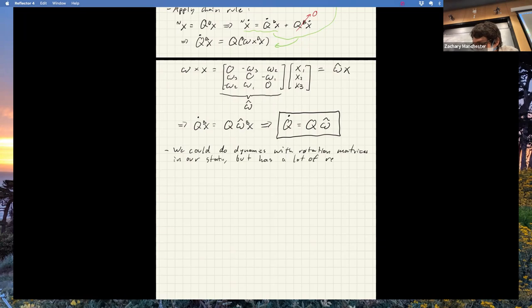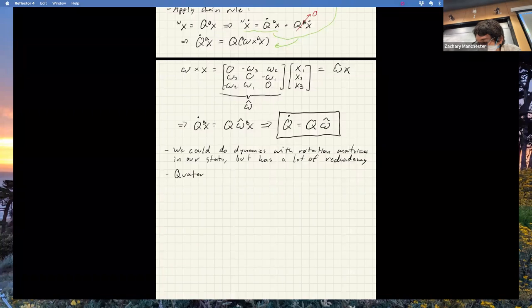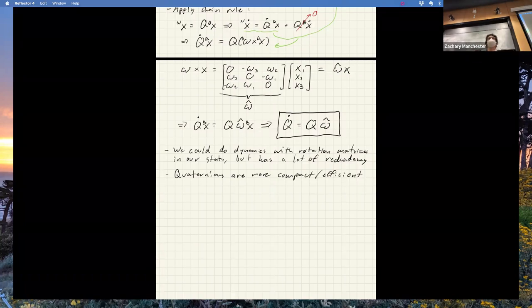So this has a lot of redundancy. So we don't like that. So basically quaternions are just kind of more efficient. And they're the go-to thing in, you know, most areas of computer science when you're dealing with rotations.